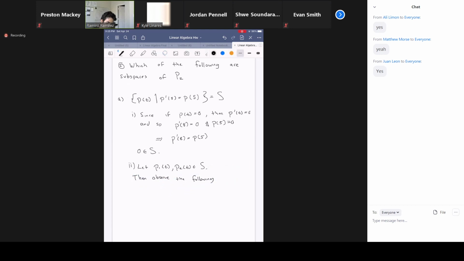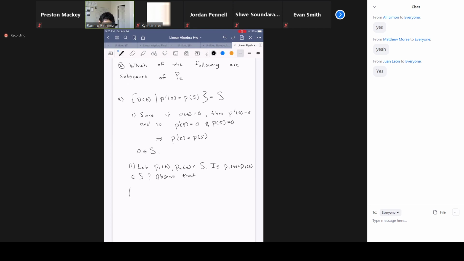So we need that P1 plus P2, I guess, okay, even better, is P1 at T plus P2 of T in S. Well, observe the following. Well, P1 of T, or sorry, yeah. So let's take the derivative of this and evaluate at 8.